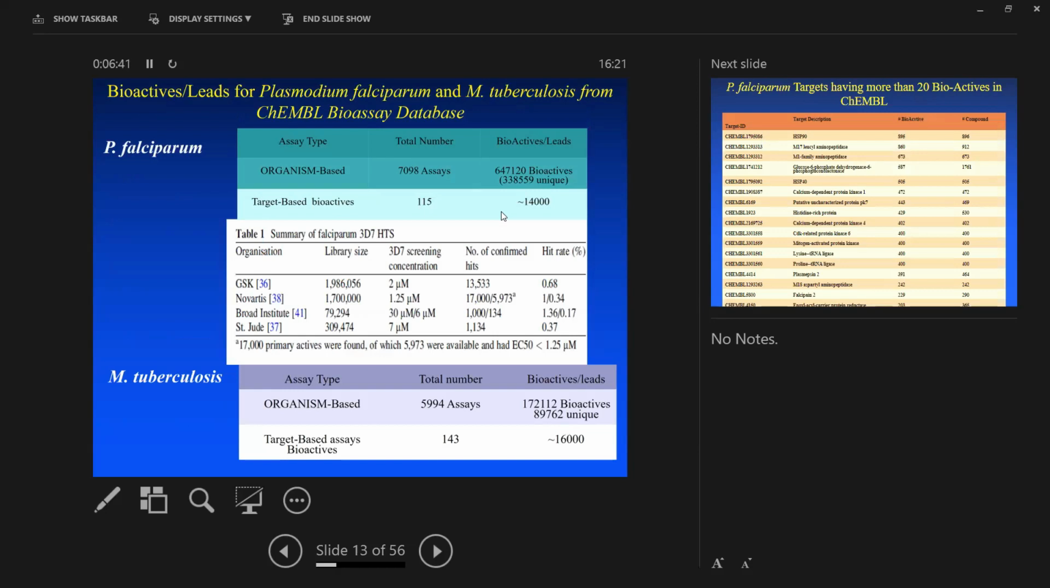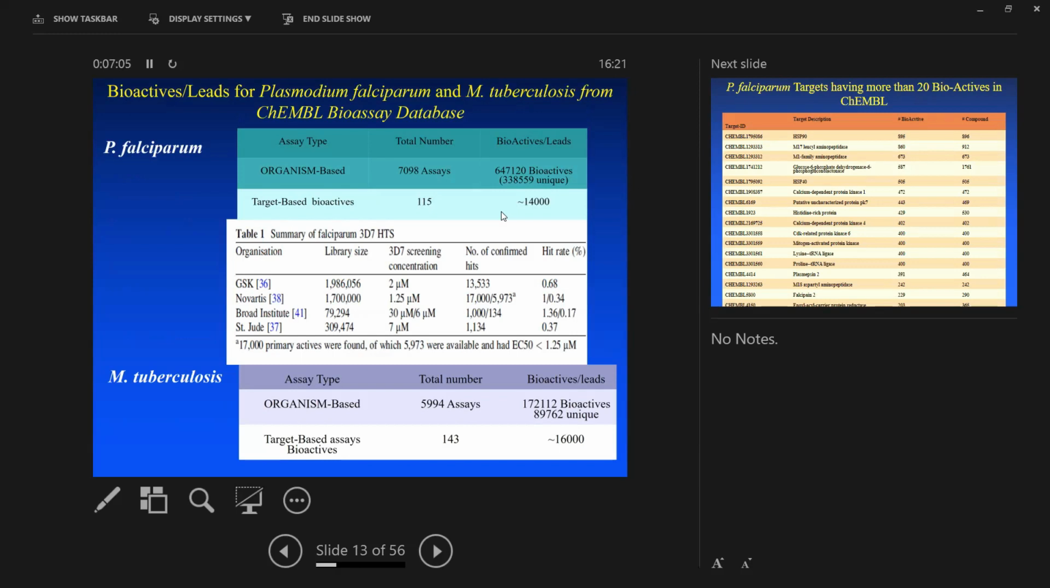Again, coming back to Plasmodium falciparum, organism-based SCS, around 7,098 SCS are there at the moment. Out of that, 115 targets people have found the active compounds, around 14,000 active compounds mapped to the 115 drug targets. Some of those targets are repeated. Maybe some assays have been done on the same target, so there is redundancy there.